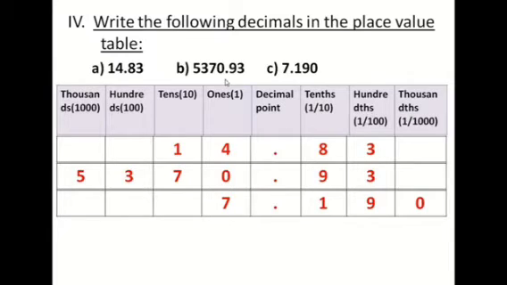B, it is 5370.93. So 5 will be in thousands place, 3 will be in hundreds place, 7 will be in tens place, 0 will be in ones place, decimal point, then 9 will come in tenths place and 3 will come in hundredths place. C, 7.190. So 7 in ones place, then decimal point, then 1 will be in tenths place, 9 will be in hundredths place, 0 will be in thousandths place.